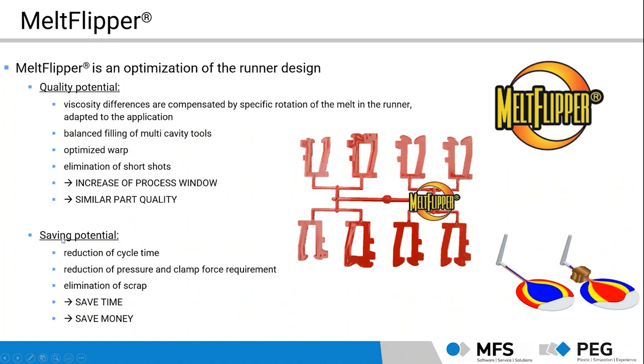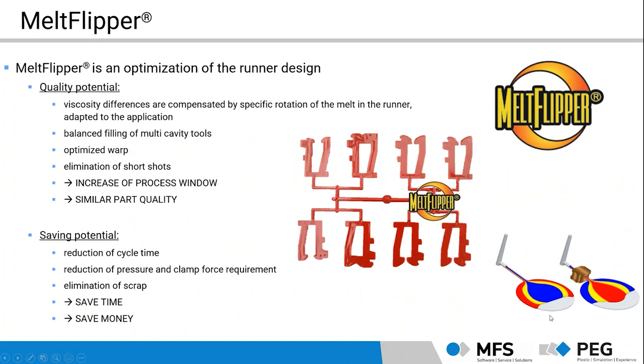On the other hand, we have then also the saving potentials, like the reduction of the cycle time, when it comes to cooling time or packing times. We have a reduction of pressure and clamp force requirement when we do not have to compensate this unbalanced filling by higher pressures, and with that coming higher clamp force requirements. We have, of course, the elimination of scrap. So in total, we save time, and of course, we save money.